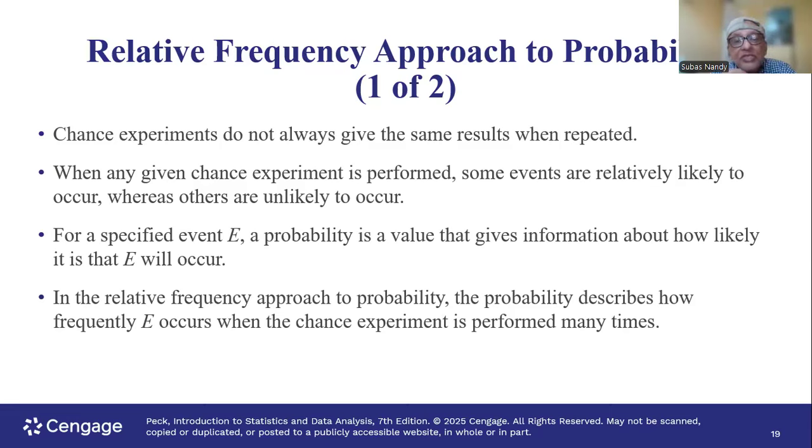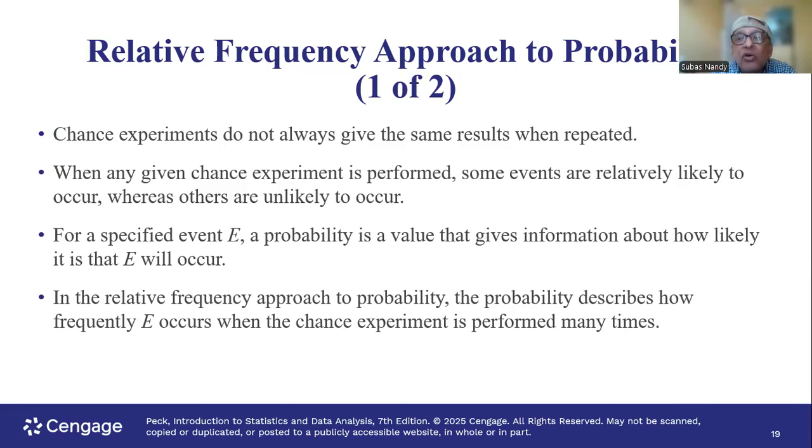In the relative frequency approach to probability, the probability describes how frequently event E occurs when the chance experiment is performed many times. Like I said at the beginning of this lecture, if you toss a coin 10 times, you're not going to get 5 tails and 5 heads. Why? Because the number of tosses is too few.